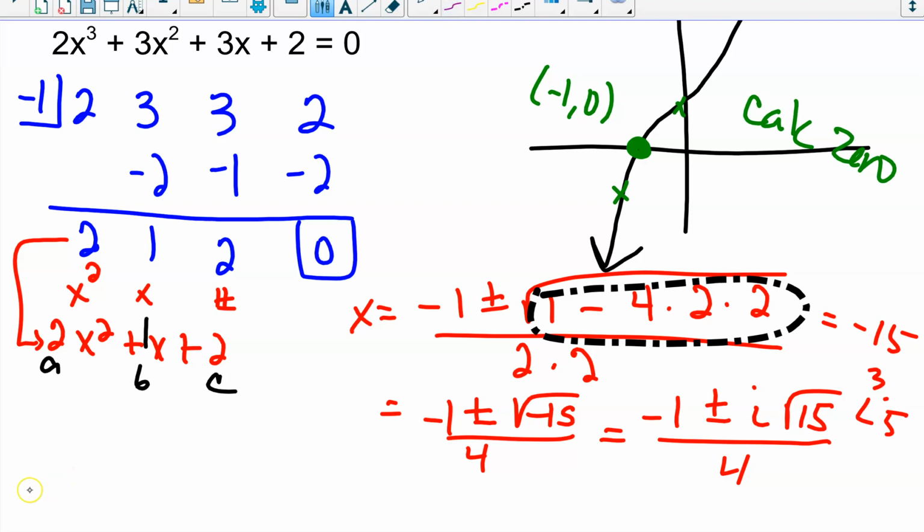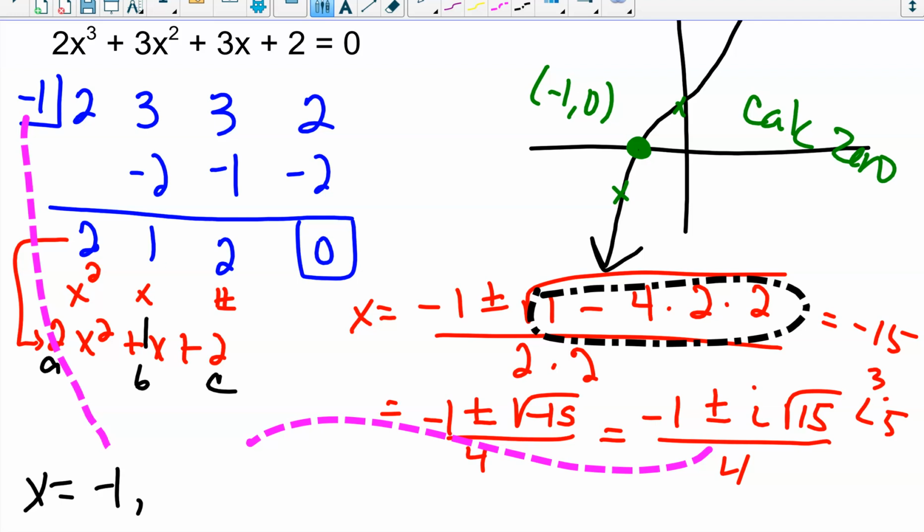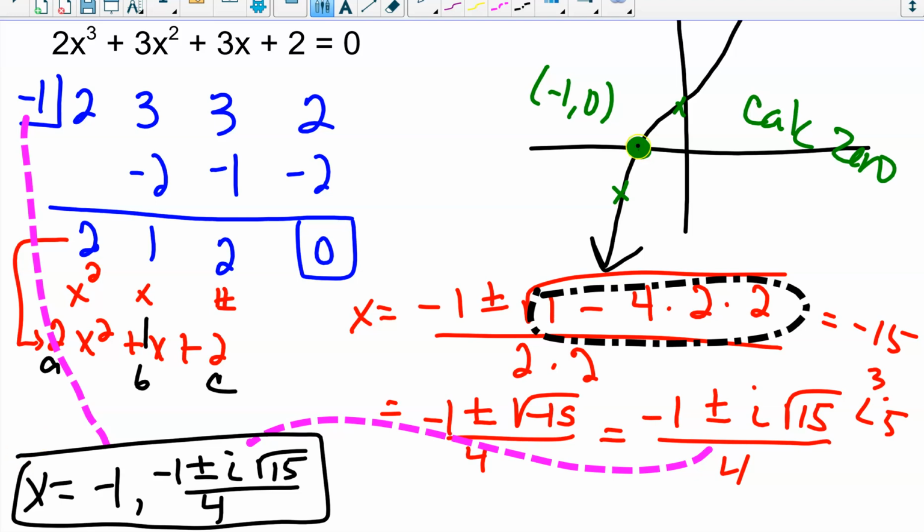And my final answer is going to be x equals this negative 1 here, comma, and then this would be my second one, which is negative 1 plus or minus i, the square root of 15 over 4. And you can kind of guess you're going to have two non-real roots because there's only one real root. So the other 2 must be imaginary because they're not showing up on my crossing the x-axis.